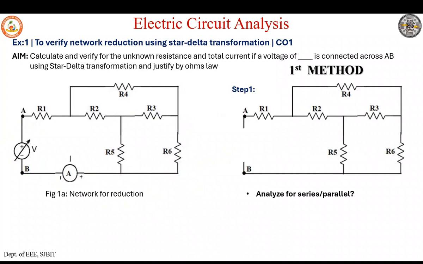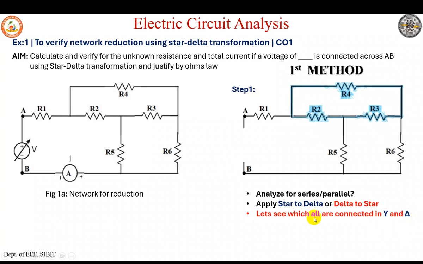No, always first analyze if there are any elements which are in series and parallel. If they are not, then apply star to delta or delta to star transformation. So let's see which are connected in star and which are connected in delta. Star is Y or 4-wire, delta is the 3-wire system. These three are connected in delta. These three are also connected in delta, right? You can see R3 is common between the two delta elements. Thus, remember this, we cannot apply the transformation simultaneously for these two delta meshes.